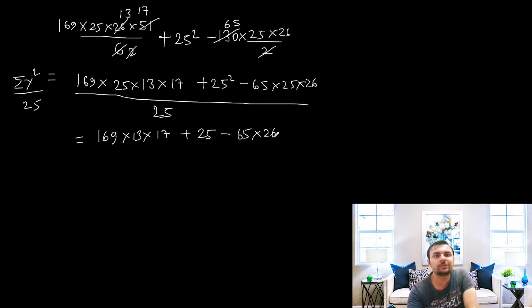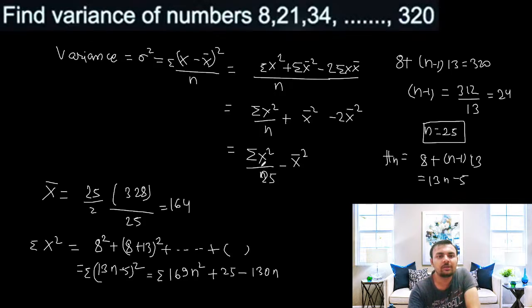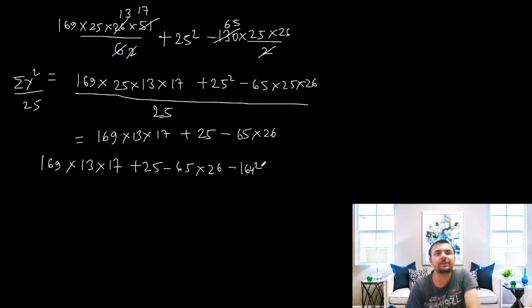Mean is 164 whole square. So 169 into 13 into 17 plus 25 minus 65 into 26 minus 164 whole square. Okay, this is what we have to calculate. Okay, so we don't have a calculator, so we should calculate by ourselves, isn't it? So if we have any option question, we can solve it.